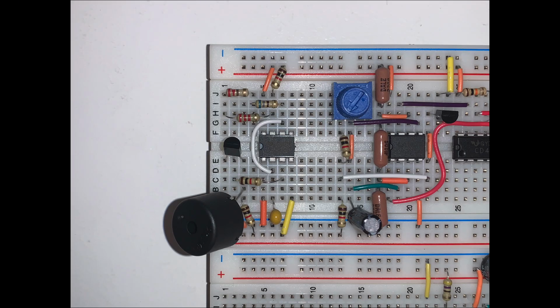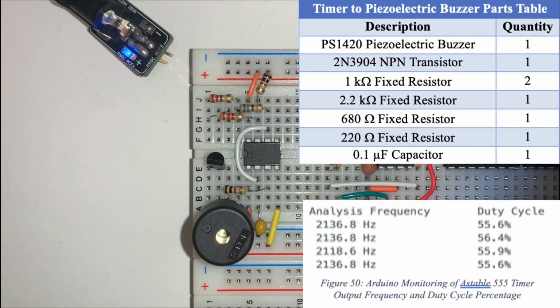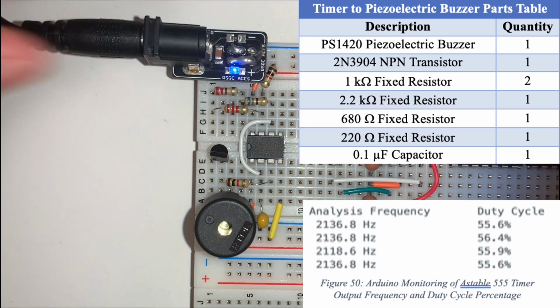Application 1. A piezoelectric buzzer converts electrical pulses into sound. When driven by the astable 555 in the audible range, the buzzer vibrates at the output frequency. The PS1420 buzzer operates optimally at 2 kHz, which can be achieved by selecting R1, R2, and C1 to satisfy the 555 frequency formula. One combination is R1 equals 1 kilo ohm, R2 equals 3.1 kilo ohms, and C1 equals 0.1 microfarads. The resulting tone frequency is verified via the serial monitor.